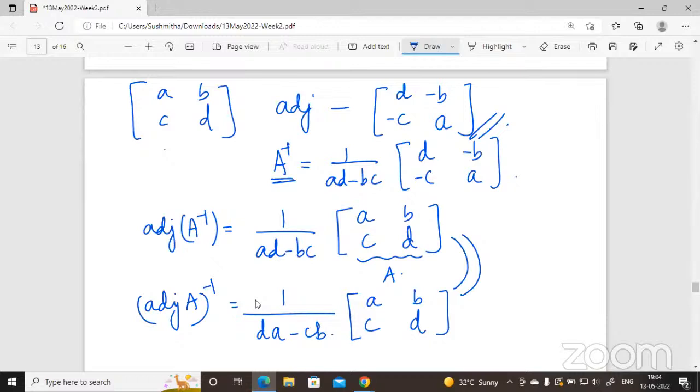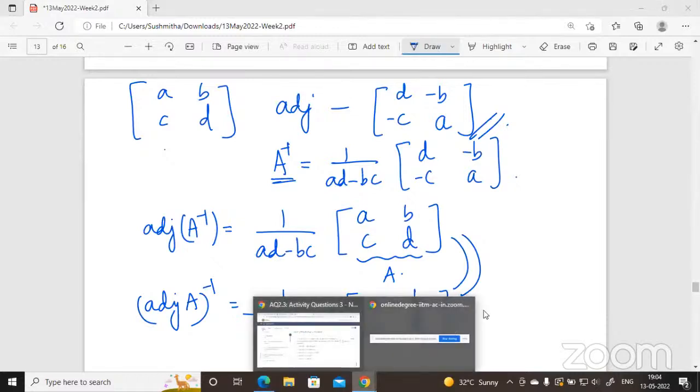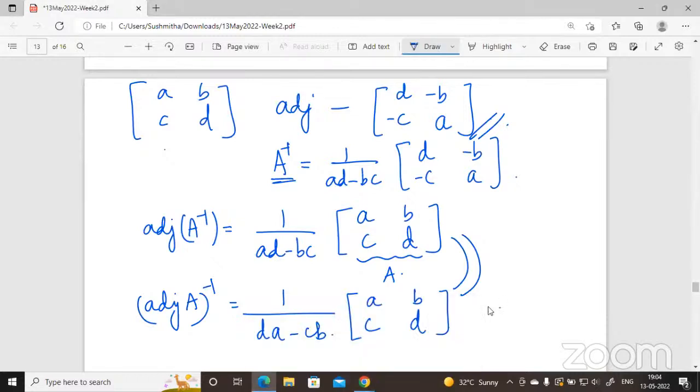Does that make any difference? AD minus BC and DA minus CB, they both are the same? Yes, they are all numbers, right? Right, they're all numbers. So you can multiply A into D or D into A. Doesn't matter.